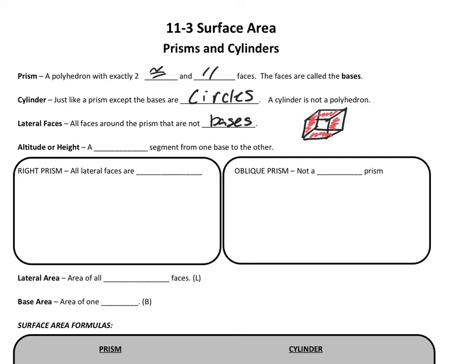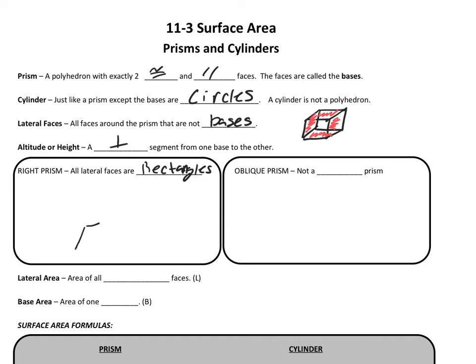We also have the definition of an altitude or a height, even in a three-dimensional figure. The definition of that is a perpendicular segment from one base to the other. Oftentimes, if we're looking at a cube or a rectangle, that's just the length of one of our edges. In a right prism, all lateral faces are going to be rectangles.